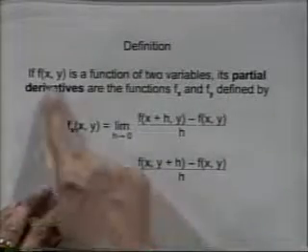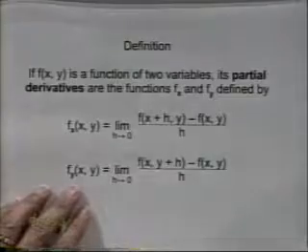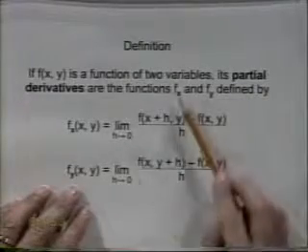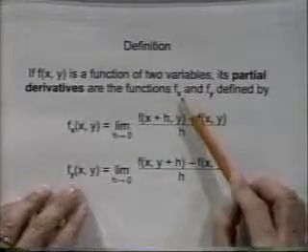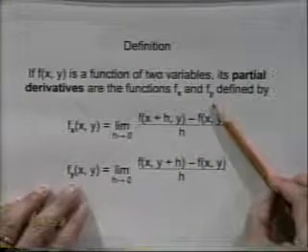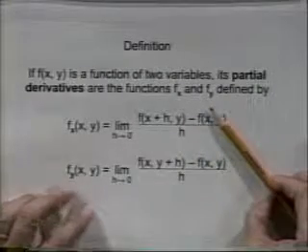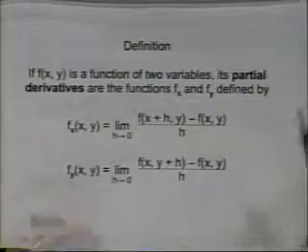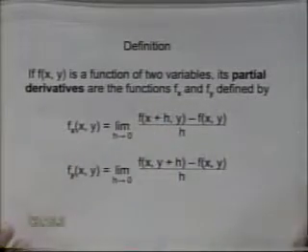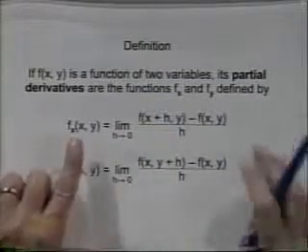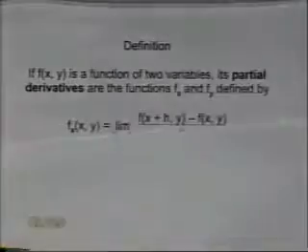Look at this. If f of x, y is a function of two variables, its partial derivatives are the functions f. Now, we can write it as f with a little sub x or f with a little sub y. That's not the only way that we write it. We'll find that there are many other ways to write it. For me to type, that was the easiest way to type, and that's why I typed it that way. It's defined by, now look at the definition.